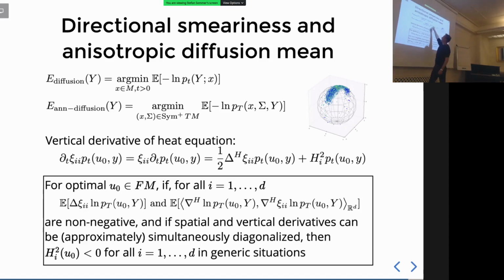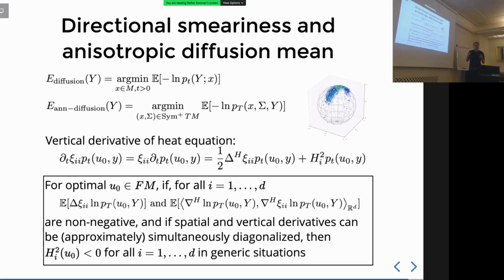And like in the diffusion mean setting, where we optimize just for the time and the starting point, now with this trick I also need to optimize for the covariance. So what I optimize here is the starting point, but also a symmetric positive 2-tensor corresponding to the covariance. And it's in the bundle of symmetric positive 2-tensors on the manifold. So that is called the anisotropic diffusion mean, because it also fits the diffusion direction-wise.